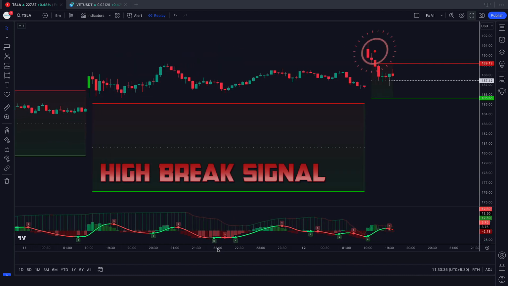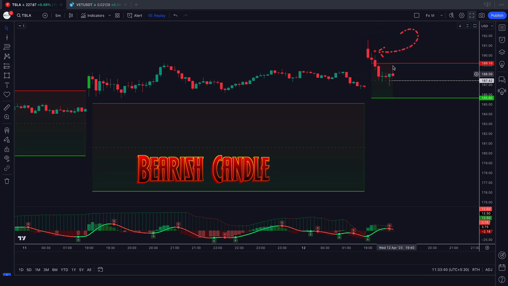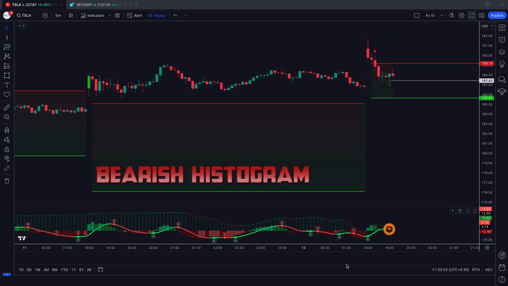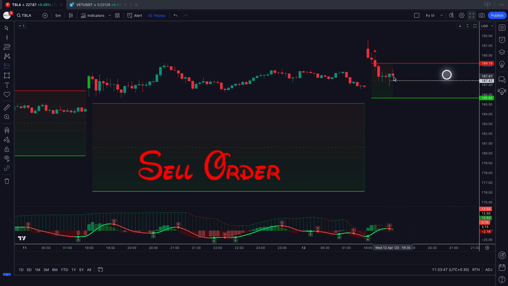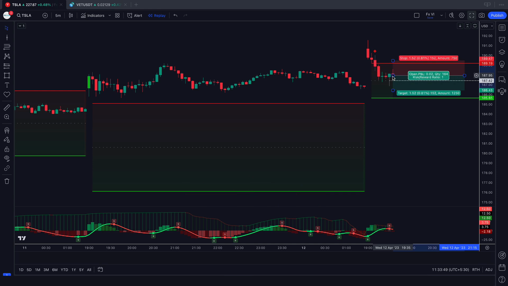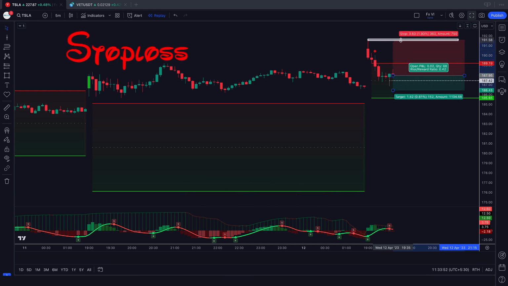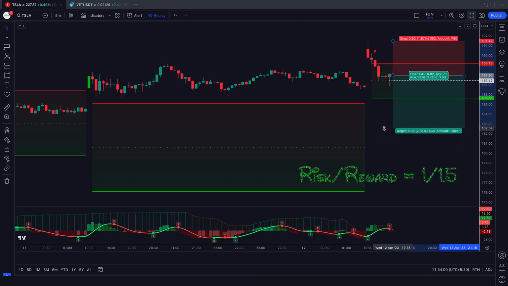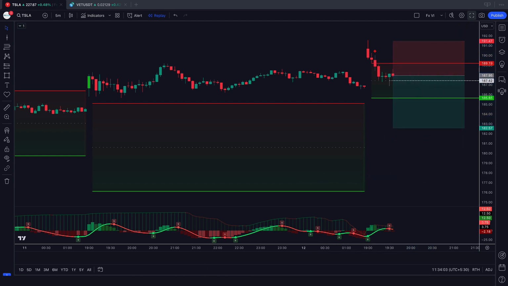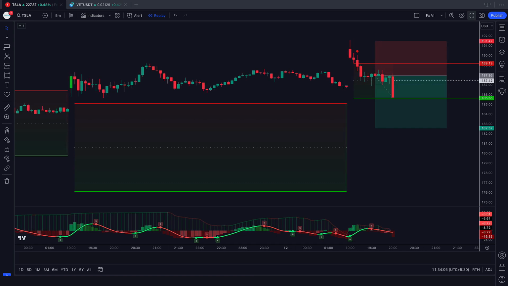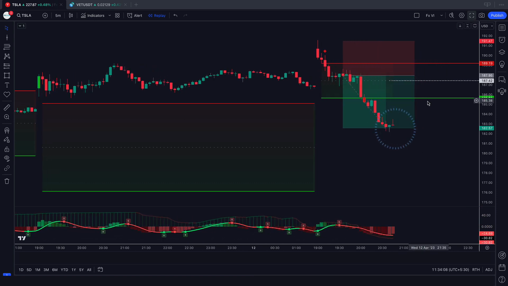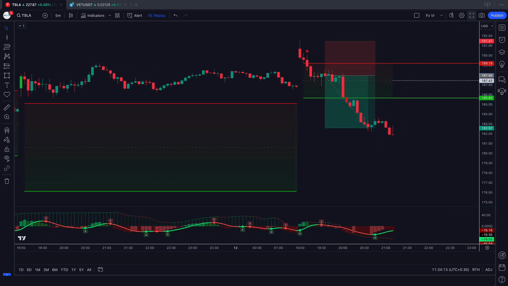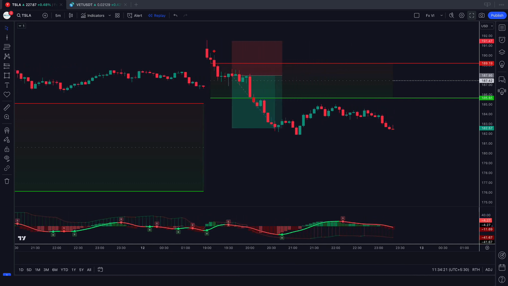When the market breaks the high of the daily high and low indicator and gives a signal, and the market forms bearish candles, the trend histo bars of the Extender BT indicator should be a bearish histogram. If this condition is fulfilled, then we will place a sell order. Our stop loss will be placed at the current market's higher level, and the risk to reward ratio will be 1 to 1.5. The market has completely hit the target. I hope you must have understood this trading strategy.